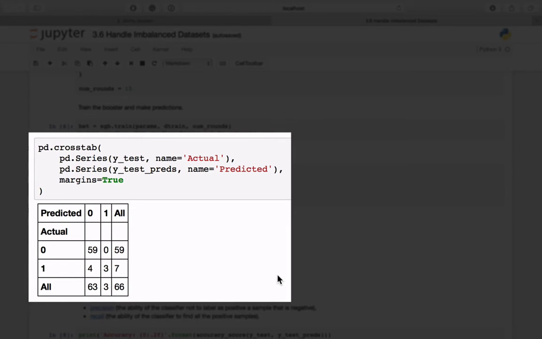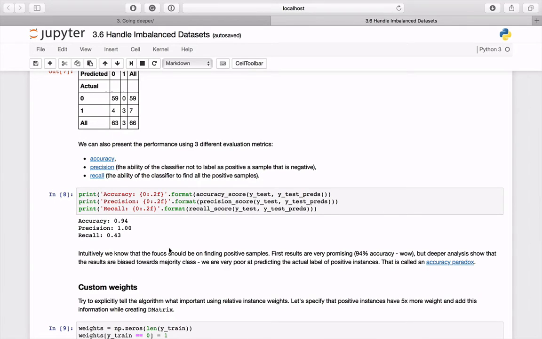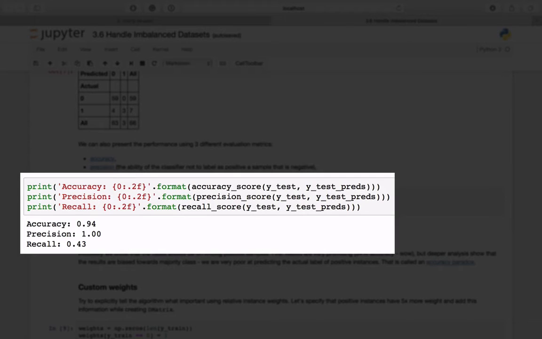You see that there are 66 samples. 59 are negative and 7 positive. All negatives and only 3 out of 7 positive cases were correctly classified. We can also introduce 3 popular metrics to see how they describe this scenario: accuracy, precision, which is the ability not to label as positive a sample that is negative, and the recall, which measures how good we are at finding all positive samples. By looking at the accuracy, we obtained almost 94%, which is a very good score.